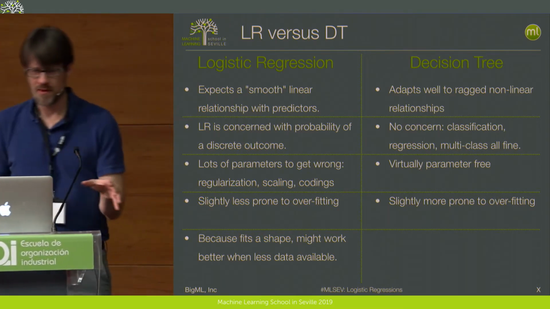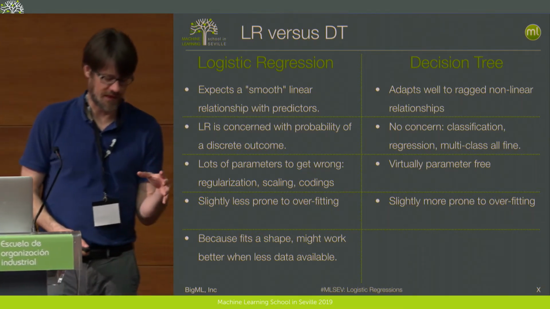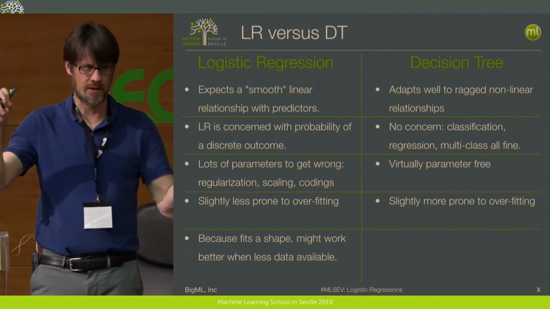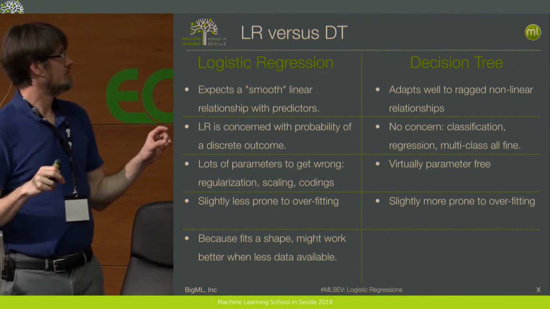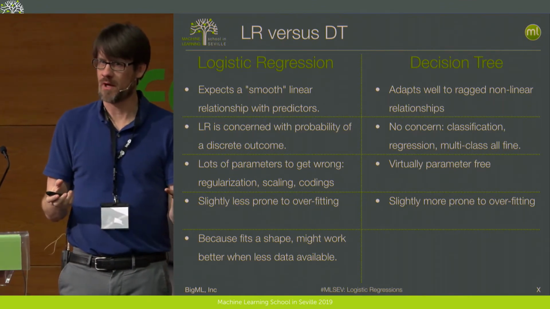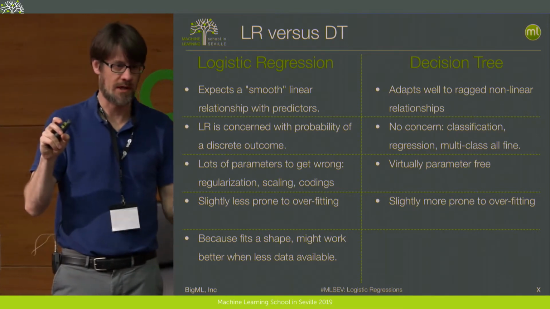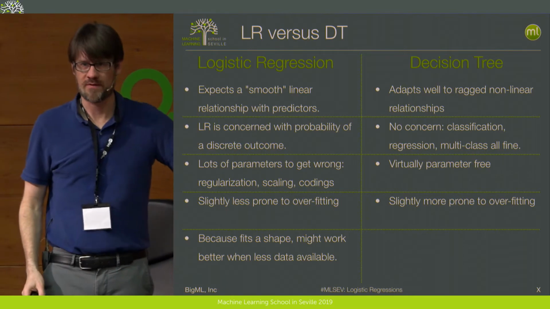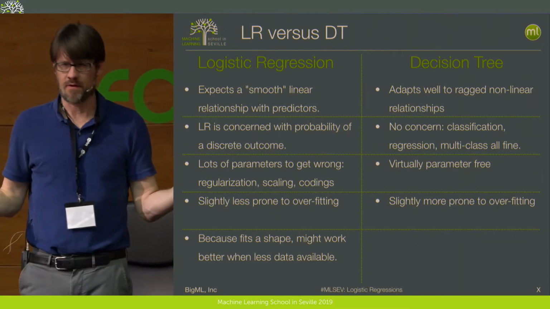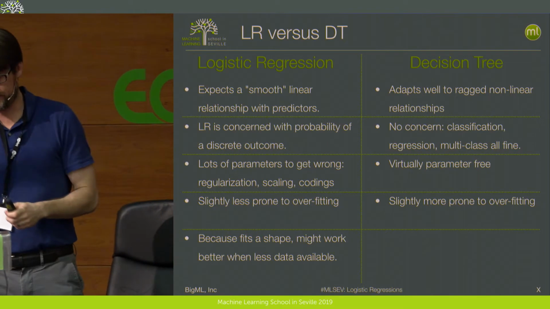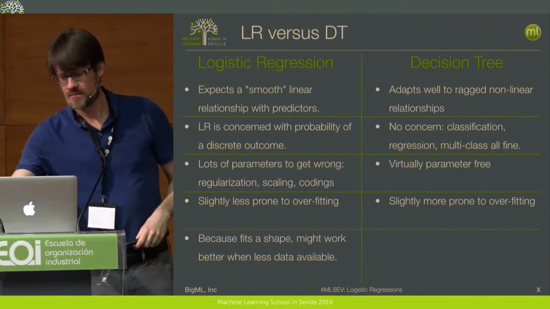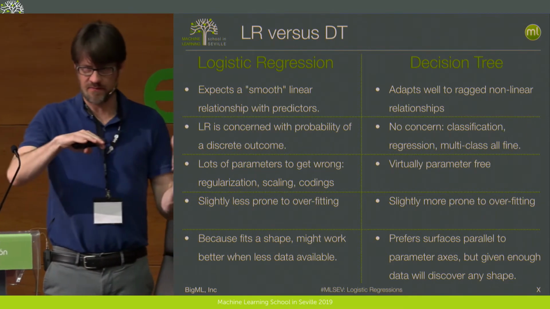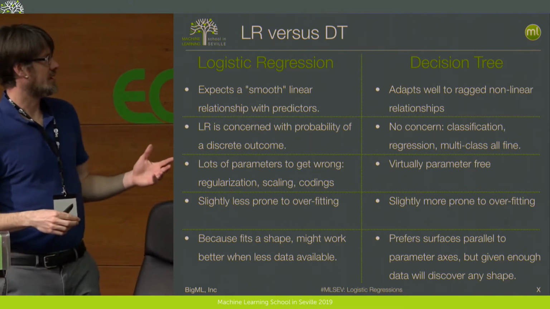Because it fits a shape, logistic regression might work when there's less data available. So again, it makes this assumption that the decision boundary is a smooth linear function. You can fit a line with 2 points, right? In theory, you only need 2 points to determine a line. And so you can fit a logistic regression model with 2 points. If its assumptions are right, then that's all of the data that it needs. On the other hand, decision trees make these axis parallel splits, and so 2 points is going to give you a single split.